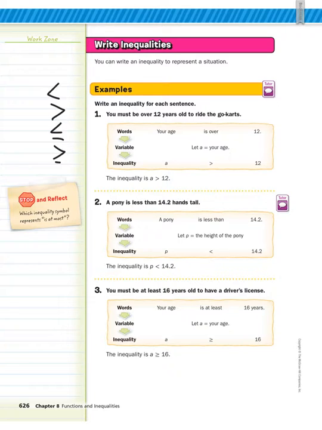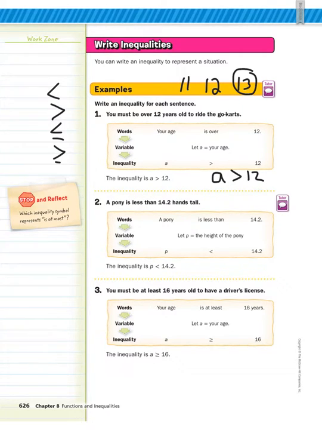So number 1, example 1, it says, you must be over 12 years old to ride the go-karts. Now, here's what I do for these. Your age, so we're going to use A, is over 12. Now usually what I do is I write a couple numbers. I write 12 because that's in the problem. I write one less and I write one more. And then just like on the previous page in the real world link, I circle the numbers that make it true. So if you must be over 12, 13 would make it true. Now that means your age has to be greater than 12. Okay? Can't be equal to 12.